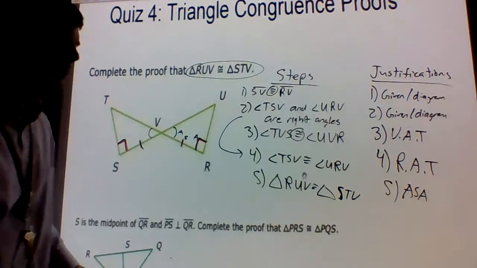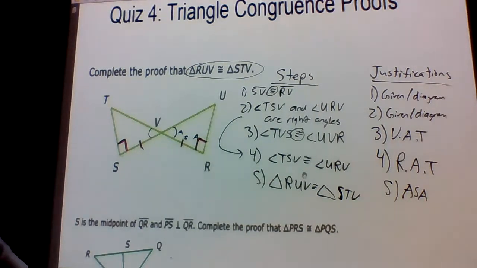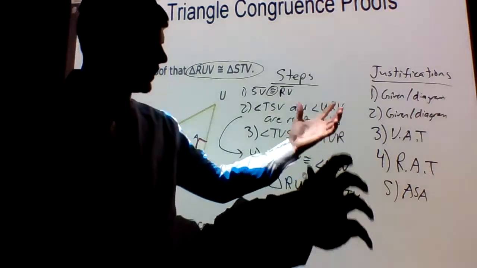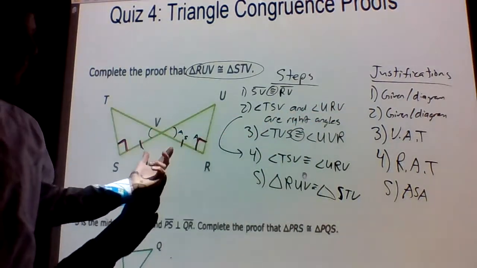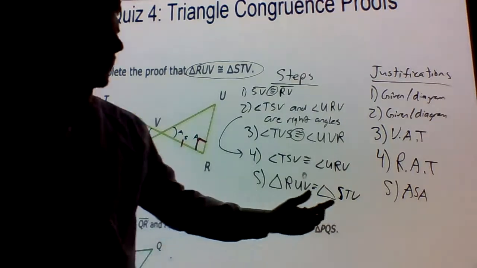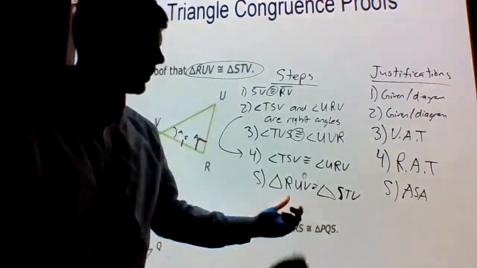We know the triangles are congruent because we have found two angles that are congruent and the included side that's congruent. So we can use the angle side angle postulate to show the triangles are congruent.